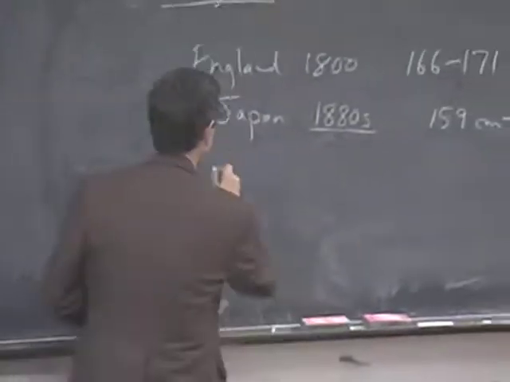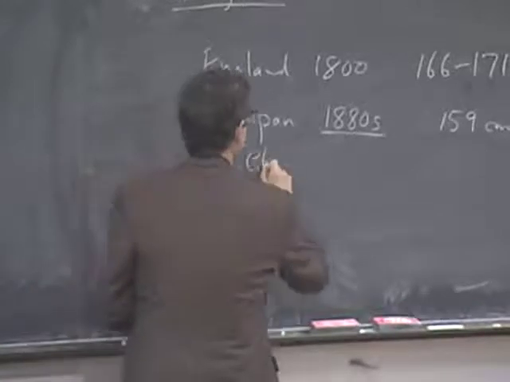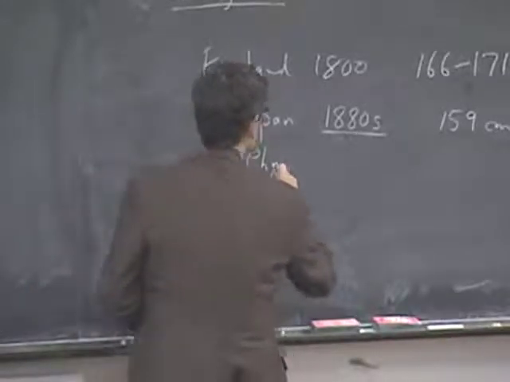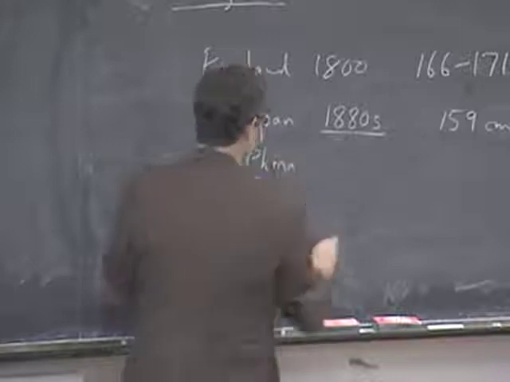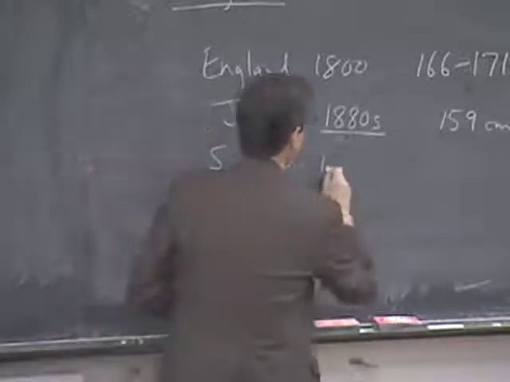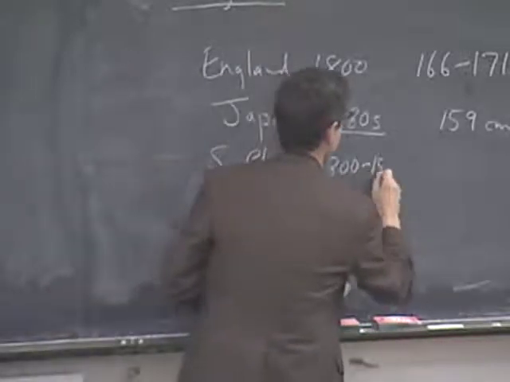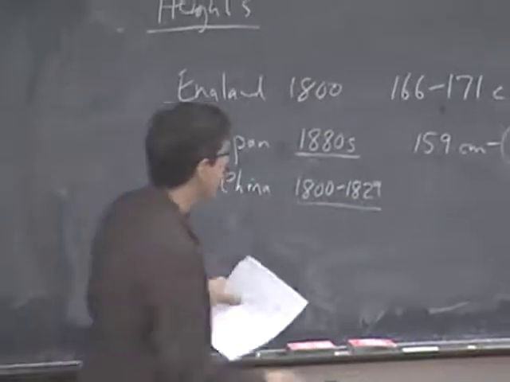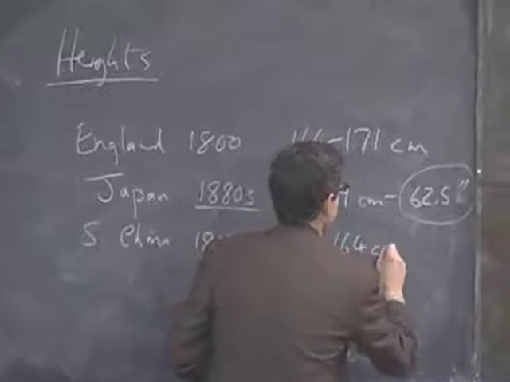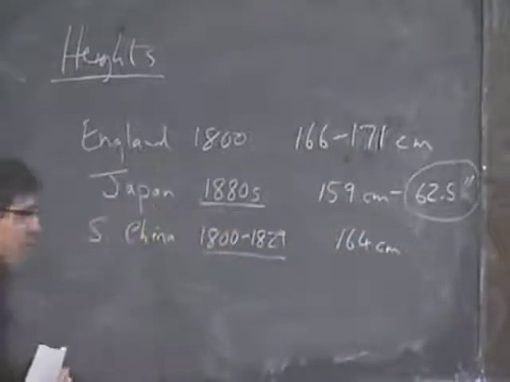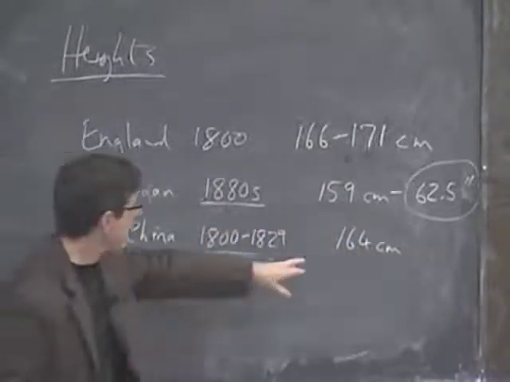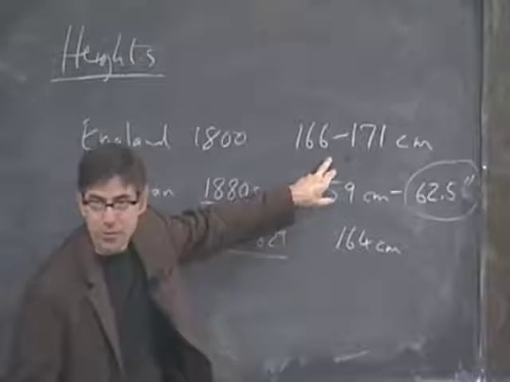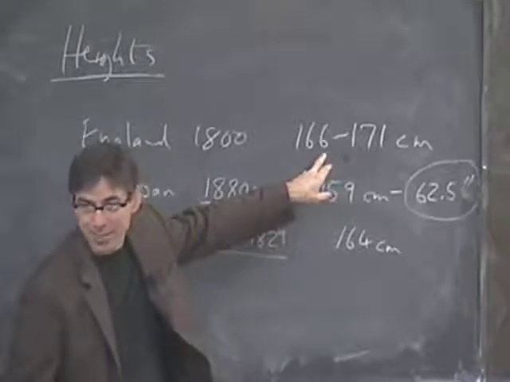What other places can we get evidence of? We get evidence of South China. And this is for people born between 1800 and 1829. And their average height is 164 centimeters. So again, it falls below the range of English heights around about 1800.